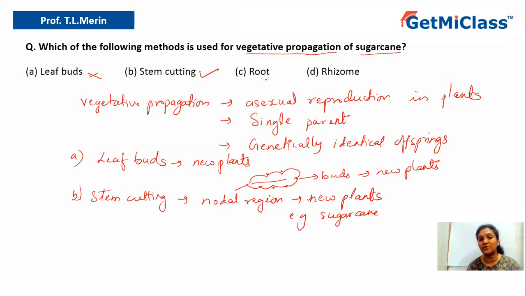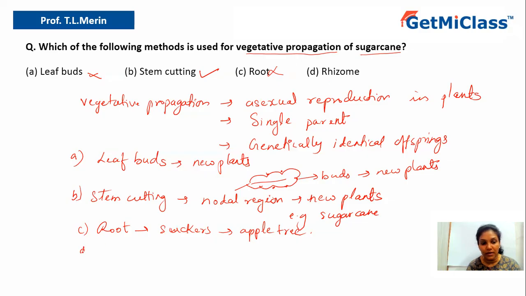What about option C? Option C is the root. Sugarcane is not produced by vegetative propagation utilizing roots, and hence it is ruled out. As an example of roots, you can find suckers, which are a type of roots, as seen in the apple tree. These suckers can also be part of the stem, at the base of the stem or near the roots. Those are the ones which lead to the formation of new plants, and hence option C is wrong.